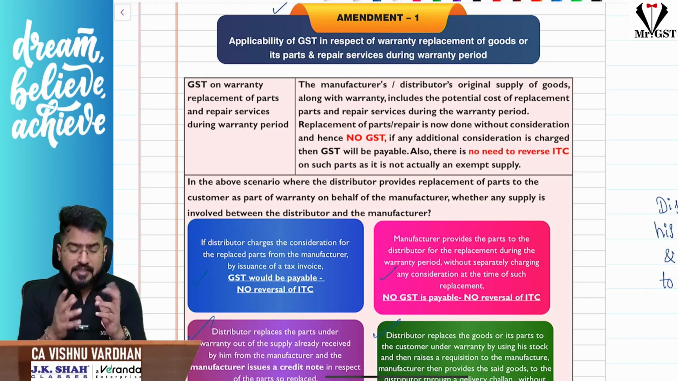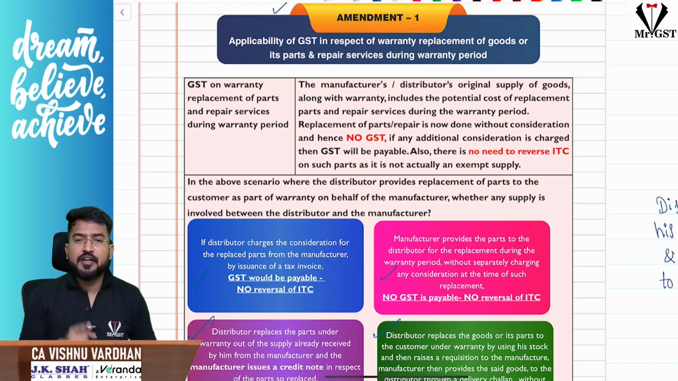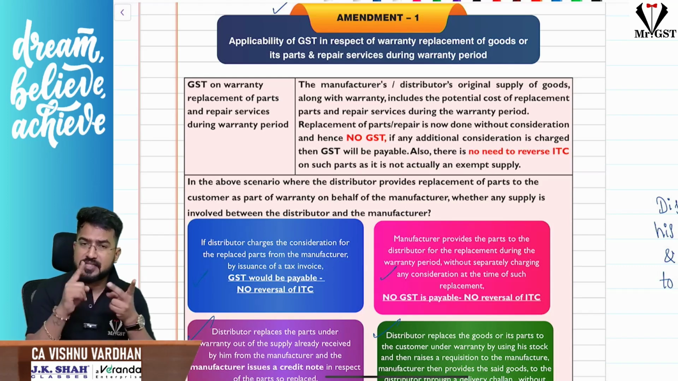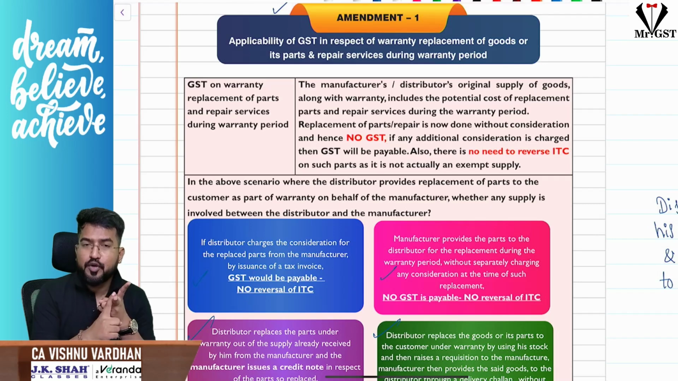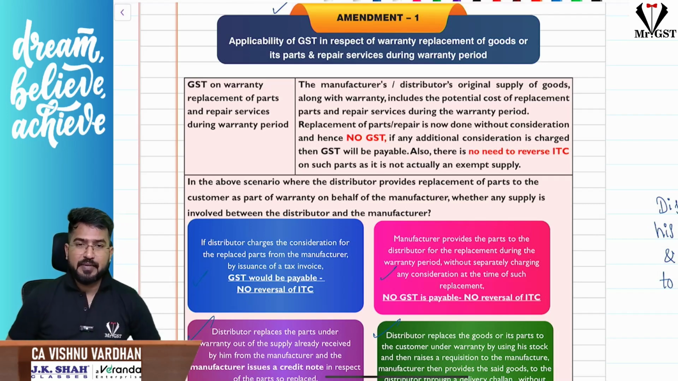Now, sir, the amendment is regarding free replacement. If you understand free replacement, there are three parties here. One is the manufacturer of the products, the dealer or the distributor, whatever you call, and the final consumer, the customer. So for the customer, we are providing free replacement. Should we reverse any ITC like that?